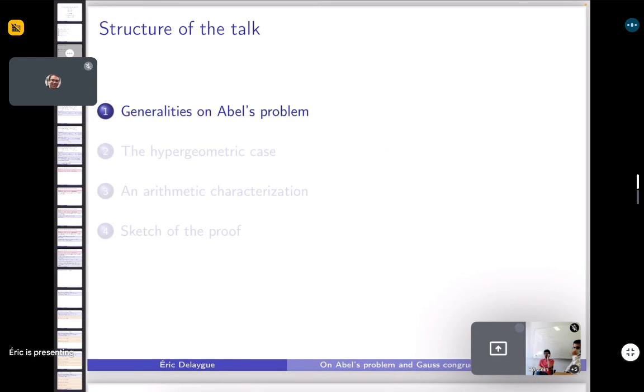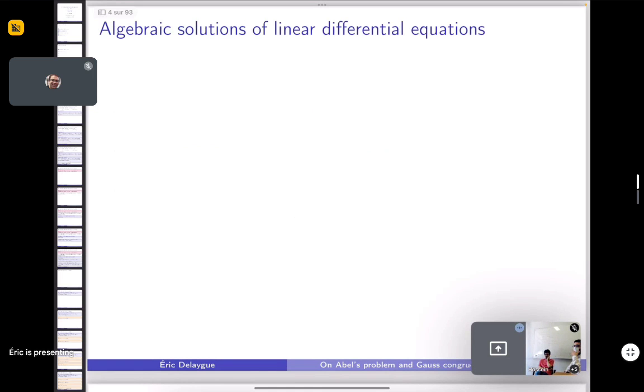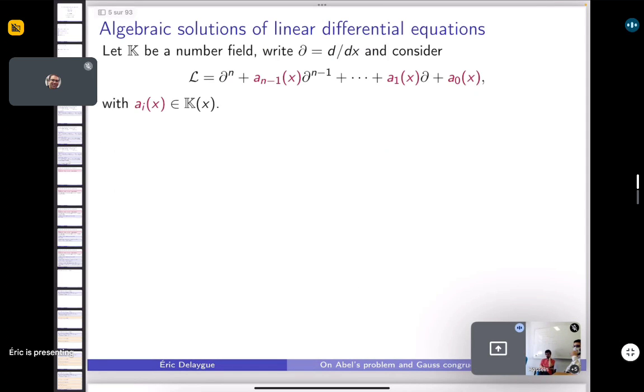So first, let me present Abel's problem. We are looking for algebraic solutions of a linear differential equation. We start with a differential operator, where k is a number field, and we have coefficients a_i, which are rational fractions with coefficients in k.